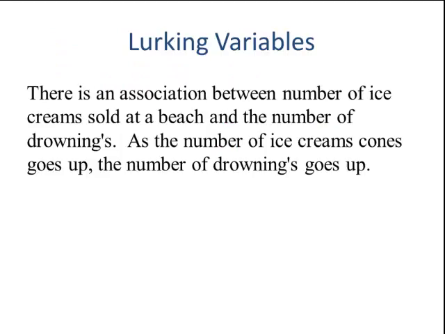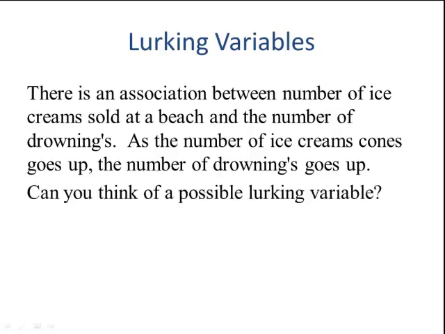There's an association between the number of ice creams sold at the beach and the number of drownings. As the number of ice cream cones goes up, the number of drownings goes up. Now, does this mean that the ice creams are causing the drownings? Well, this is an association, so this was an observational study, they just observed, and there's more likely confounding going on here. So what's a possible lurking variable?